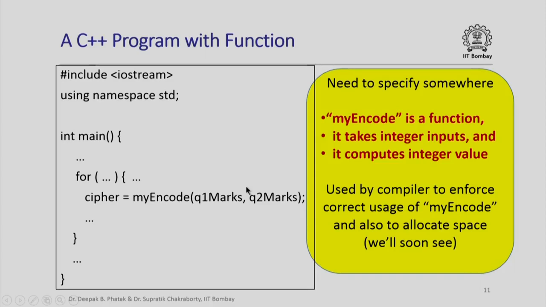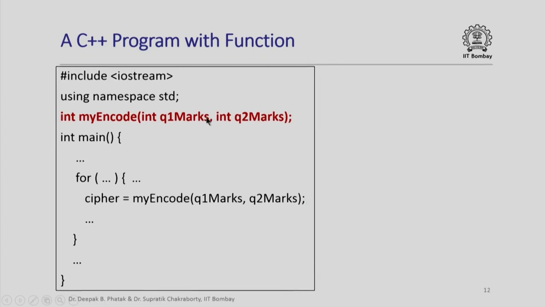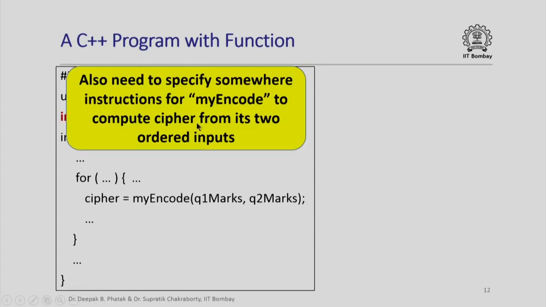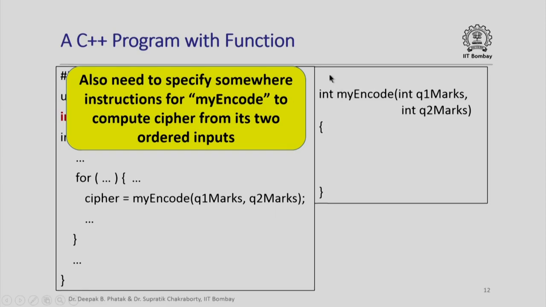So where does all of this specification of myencode come in? It comes in just like we declare variables. We have to declare that myencode is a function whose return value is of type int. It takes two arguments, we will call them q1 marks and q2 marks, and both of them are of type int. Well, having done that, we must still specify what the instructions myencode should execute in order to compute cipher from its two ordered inputs. So we need another piece of code where I must specify how cipher is going to be computed from its two ordered inputs, and we know what this code looks like.